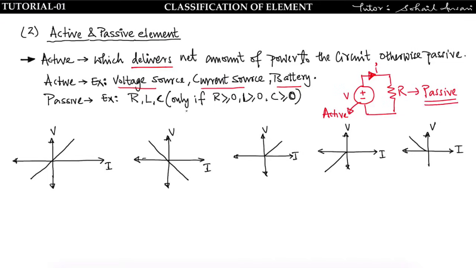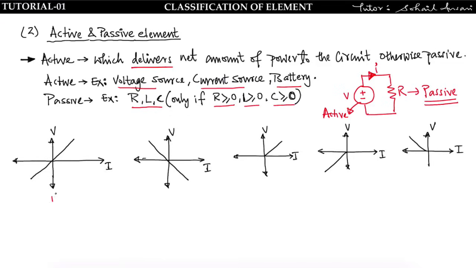Remember one more point: RLC elements are known as passive elements only if R greater than 0, L greater than 0 or C greater than 0. How can we determine whether the element is active or passive from a graph? Let us see.